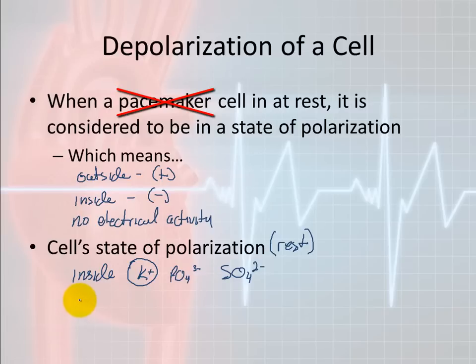Also, during a cell's state of polarization, on the outside of the cell there are high concentrations of sodium and calcium, which is 2+. What we're going to worry about when it comes to cellular depolarization is the sodium and the calcium. So we're going to worry about both of those. The phosphates and the sulfates during cellular depolarization, we're not going to get that detailed to worry about those. So the three primary ions I want you to worry about are sodium, potassium, and calcium during the state of depolarization.